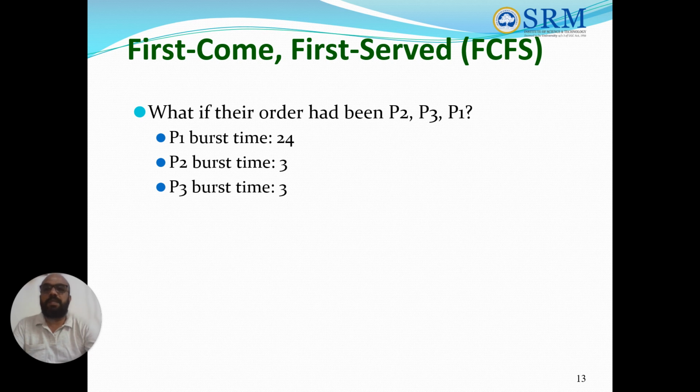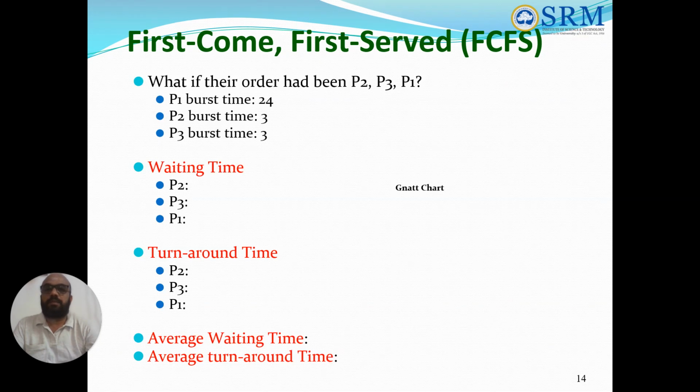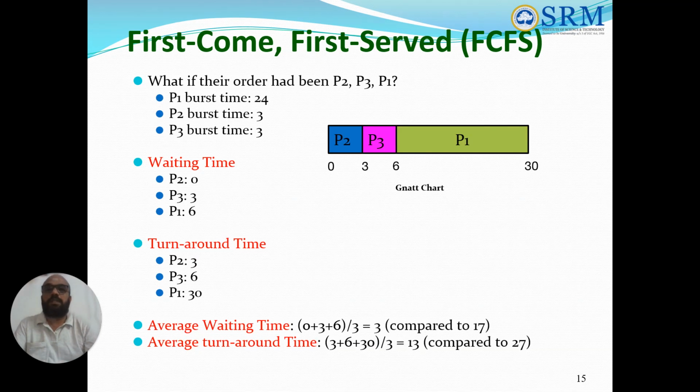Suppose the order is changed to P2, P3, P1. What happens? P2 gets executed first, P3 followed by P1, and we know the burst time of P2 and P3 is 3 and P1 is 24. So we redraw the Gantt chart like this, and when we find the waiting time of each process, for P2 it is 0, for P3 it is 3, and for P1 it is 6.